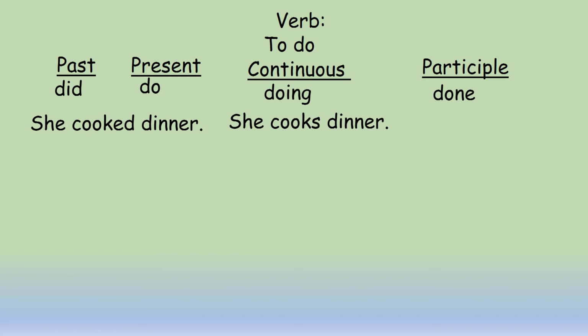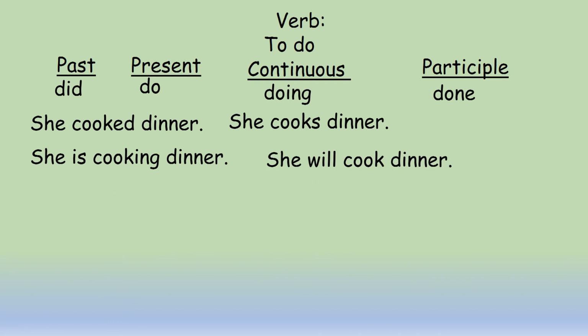She cooks dinner. Present tense. What does she do? Present continuous tense. She is cooking dinner. What is she doing? Future tense. She will cook dinner. What will she do?